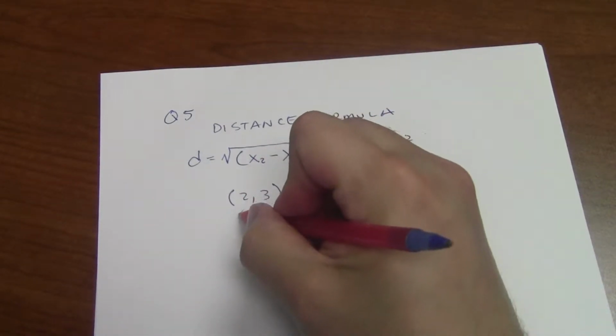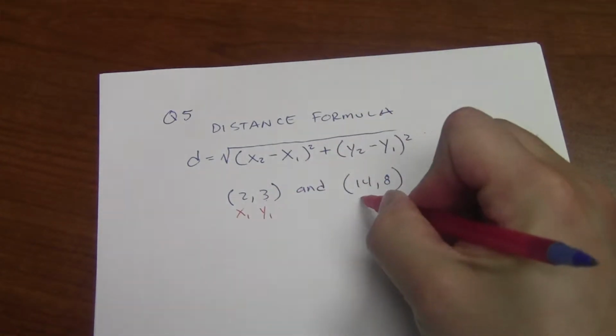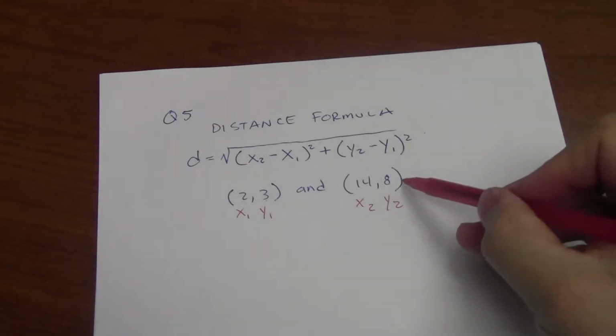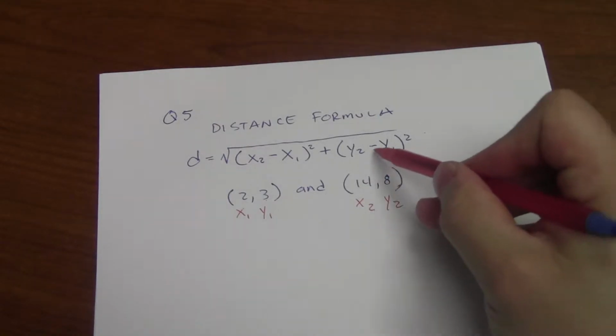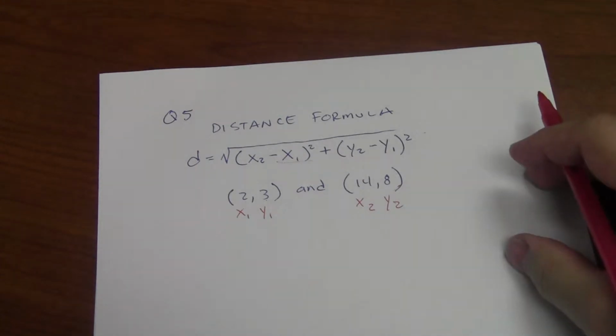all right, x1, so I'm going to label them so I don't mess up, y1, x2, y2. All right, now they're labeled. Now I know where to plug them in. So all I have to do is just plug stuff in, and then I'm good to go. So let's go ahead and do it.